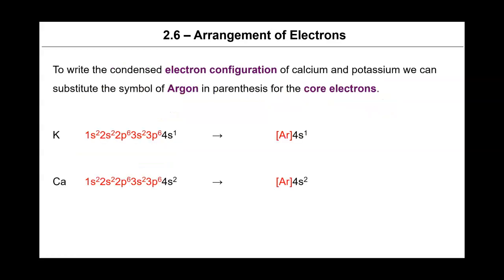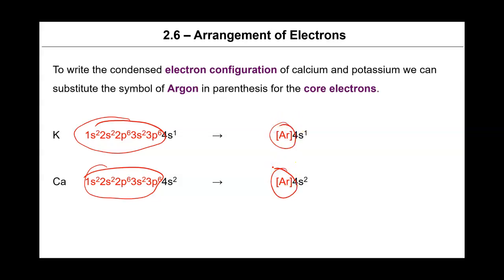So all we're going to do is, instead of writing out the electron configuration for those first 18 electrons, just substitute the symbol for argon in parentheses to represent them, because those electrons are equivalent to the electron configuration for argon. And what this does is two things. It makes it a lot easier to write out the electron configuration, but it also focuses our attention on those chemically important 4s outer electrons.